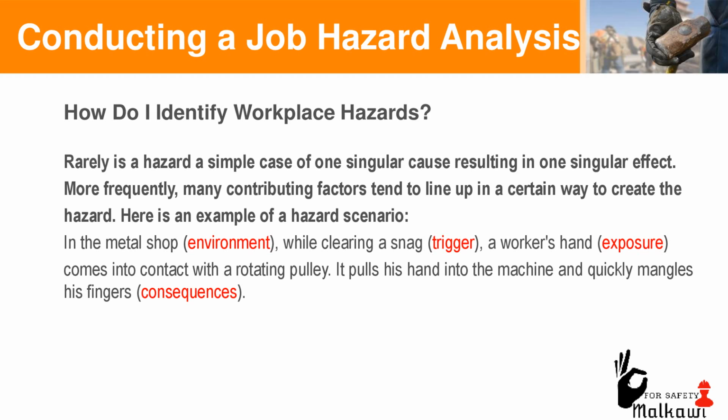Rarely is a hazard a simple case of one singular cause, resulting in one singular effect. More frequently, many contributing factors tend to line up in a certain way to create the hazard. Here is an example of a hazard scenario. In the metal shop (environment), while clearing a snag (trigger), a worker's hand (exposure) comes into contact with a rotating pulley. It pulls his hand into the machine and quickly mangles his fingers (consequences).